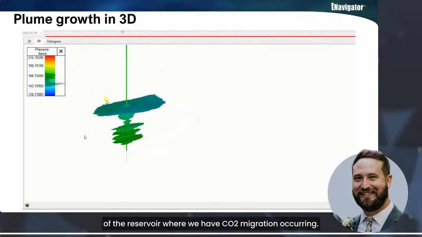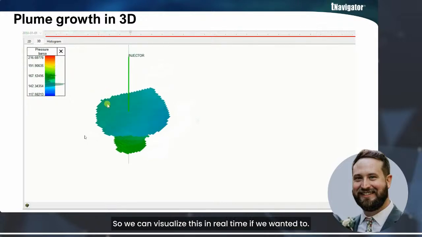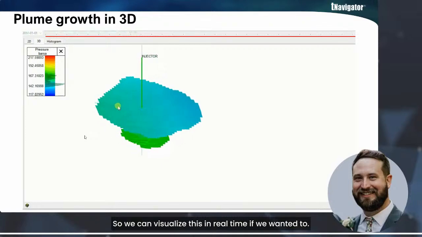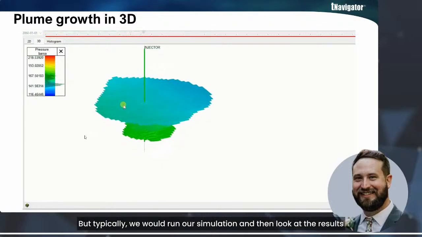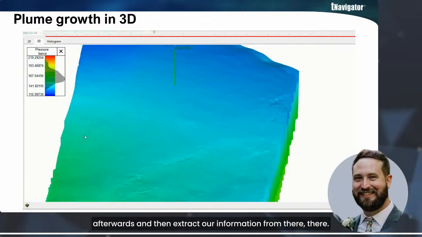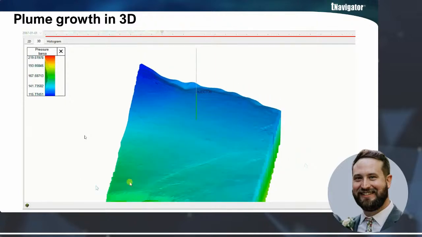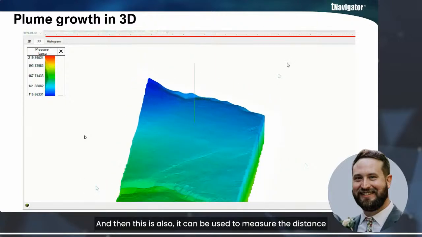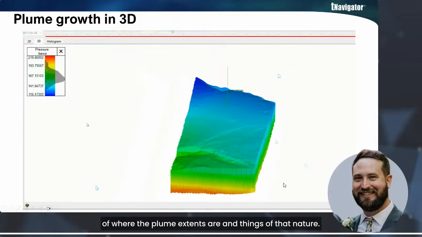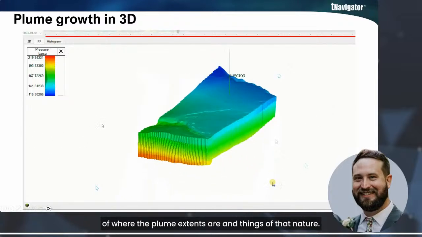CO2 migration occurring. So we can visualize this in real time if we wanted to, but typically, we would run our simulation and then look at the results afterwards and extract our information from there. And this can also be used to measure the distance of where the plume extents are and things of that nature.